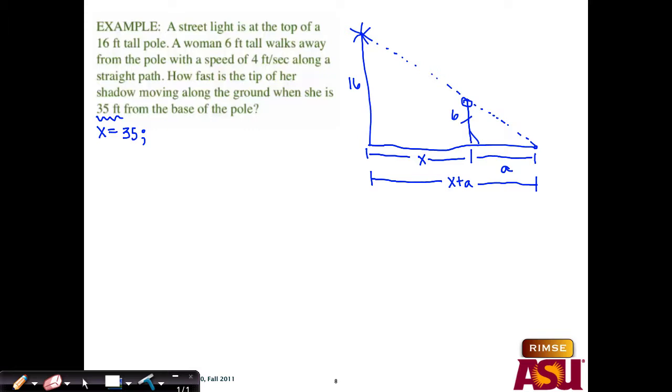Like I said, this x and x plus a, I could have written the whole thing as an x and something else as x minus a or something like that.